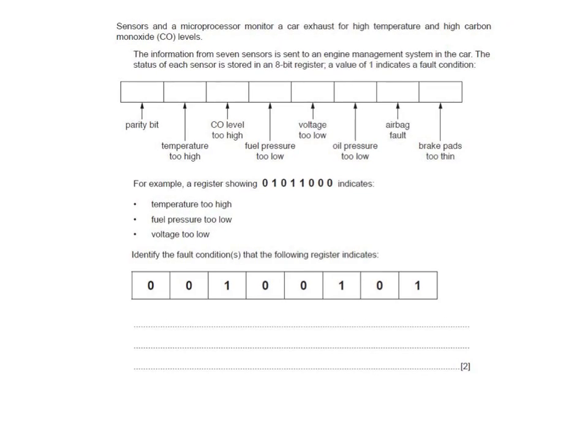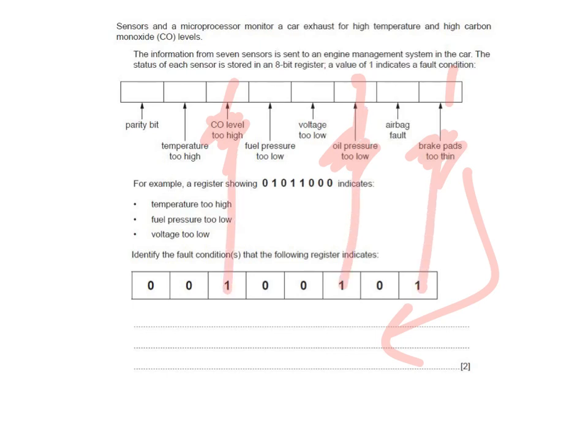Identify the fault conditions the following registers show. So we've got the third, that's not scored out. Things you should expect to have in your answer. So we've got 001, 001, 01. So the CO level's too high, the oil pressure's too low, and the brake pads are too thin is what you should be writing for your answer down here, based on the ones corresponding to those options there.